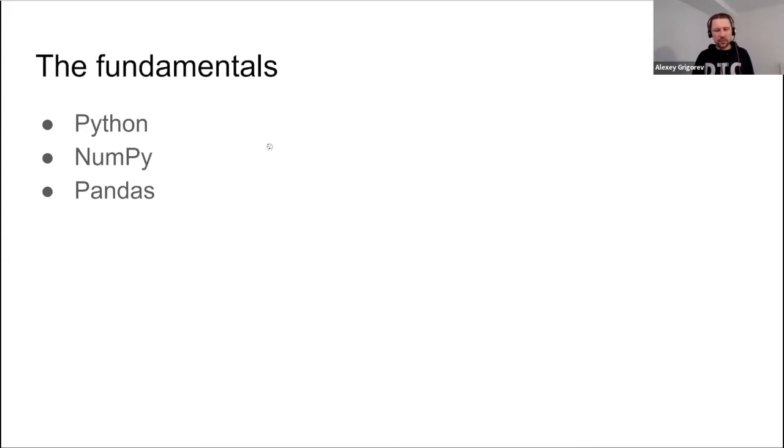Luckily, the syntax is super simple. So if you know how to program, learning Python would take, I don't know, 10, 15 minutes, not more. Then the next thing is NumPy. NumPy is a library for doing numerical manipulations. It's just an effective way of processing numbers.